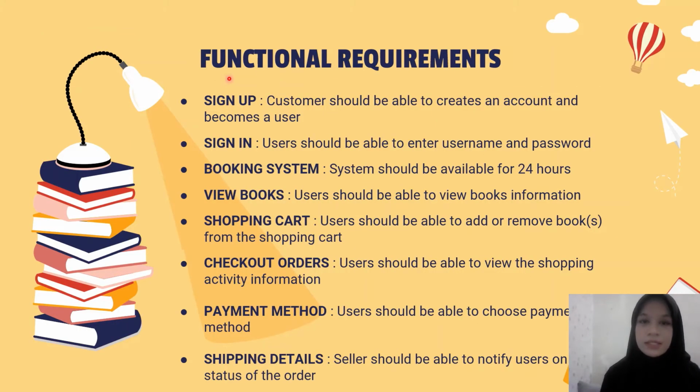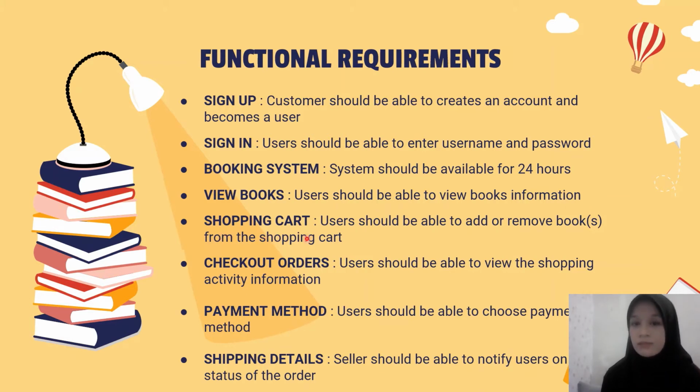So these are all the list of functional requirements and their descriptions. The first one is sign up, where the customer should be able to create an account and become a user. And we proceed to sign in. The user should be able to enter username and password. The booking system should be available for 24 hours. And then after that is view books. The user should be able to view books information in the view books.